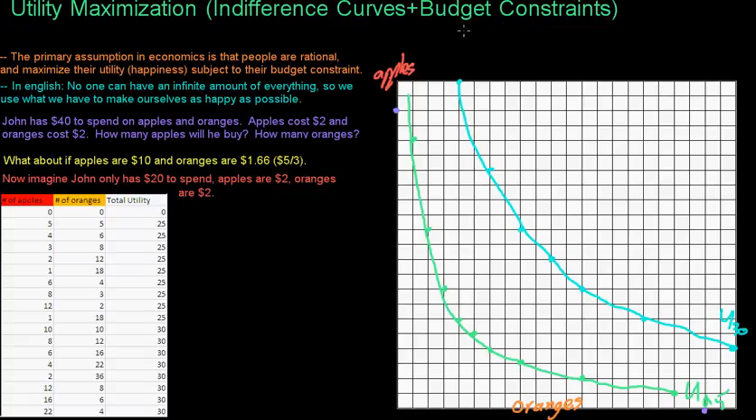I'll do this in purple to color coordinate everything. So budget constraint 1 is that $40 has to be equal to $2 times the quantity of apples plus $2 times the quantity of oranges. I've gone ahead and put the dots where those intercepts are. The intercept is 20 on the y-axis and 20 on the x-axis. So I'm going to draw that budget constraint in right now.